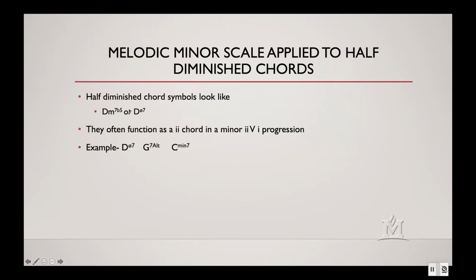A half diminished chord is going to look like this: D minor 7 flat 5, or D circle with a line through it 7, D half diminished. That's the half diminished chord symbol there. And they often are functioning as a 2 chord in a minor 2-5-1 progression. So for example, if we were in the key of C minor, we would have D half diminished, or D minor 7 flat 5, to a G7. This is a dominant chord, and I've included the alt symbol here to indicate we'd have some sharp 5, flat 5, sharp 9, flat 9, some combination of those altered notes in the chord, and then we'd resolve it to the one chord, the C minor 7.